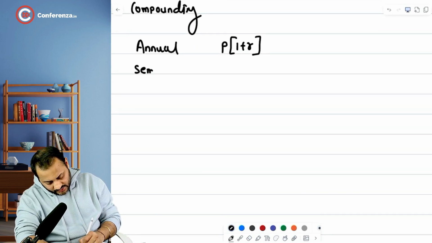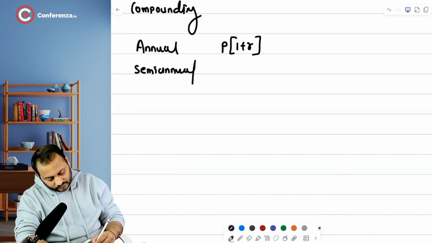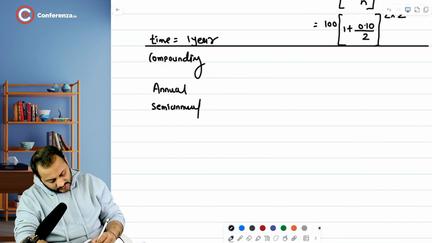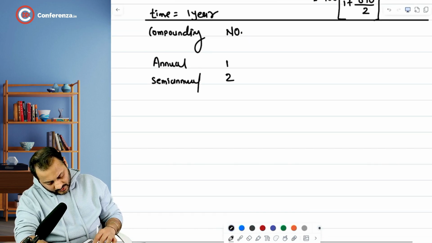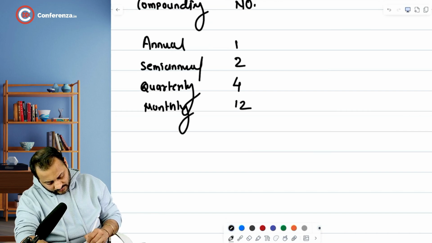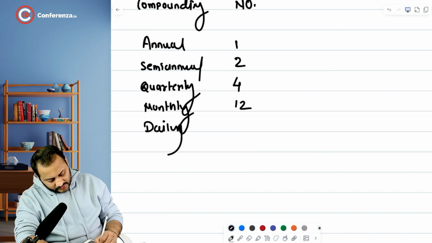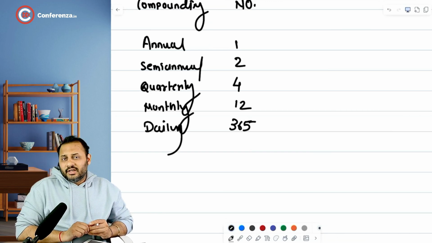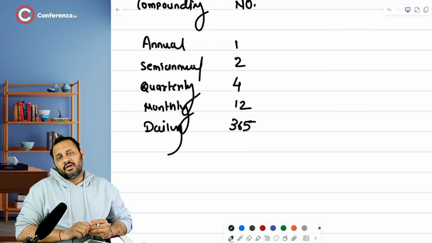You don't have to write t as well. If it is semi-annual compounding, so let's write the number of compounding. How many compoundings are there? 2. In case of quarterly, 4. If we go for monthly, 12. If we go for daily, 365. Why are we considering only 1 year? Because the rate of interest is given for 1 year.